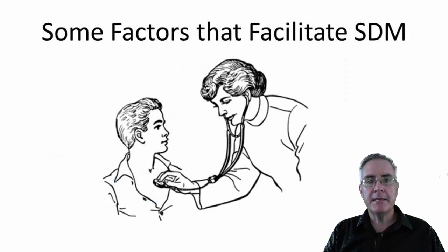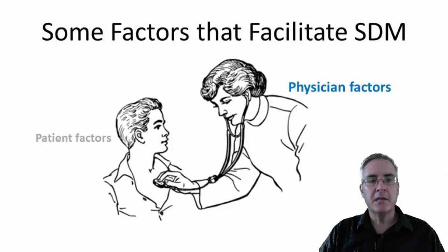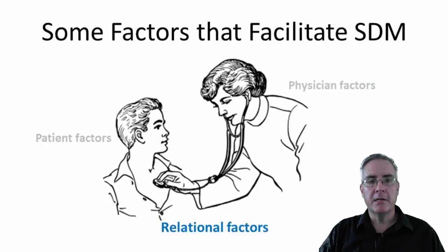Shared decision-making is not found in all medical encounters, obviously. In fact, it may not even be practiced at a high level of skill in most encounters. The factors that make shared decision-making more likely fall into three categories: patient factors, physician factors, and relational factors. Let's explore each of these in turn.